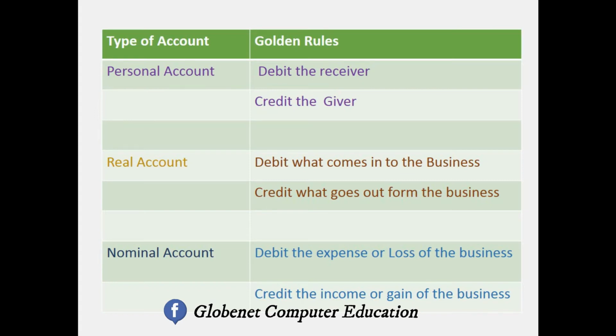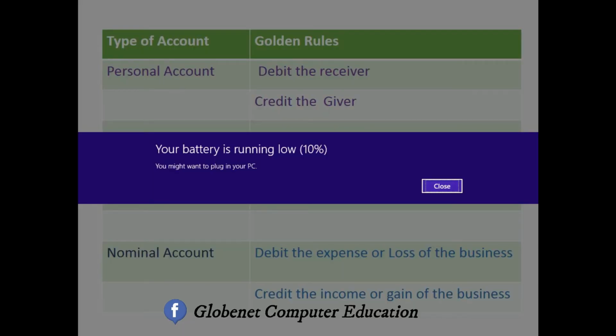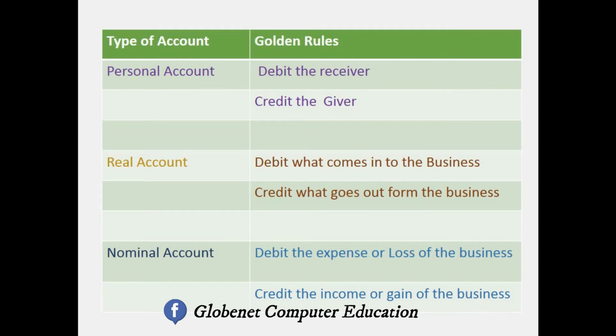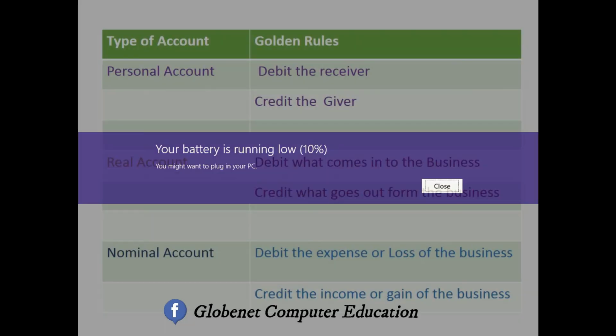Here we see some golden rules of accounts. First one, personal account. Debit the receiver, credit the giver. Second one, real account. Debit what comes into the business, credit what goes out of the business. Nominal account. Debit the expenses or losses of the business, credit the incomes or gains of the business.